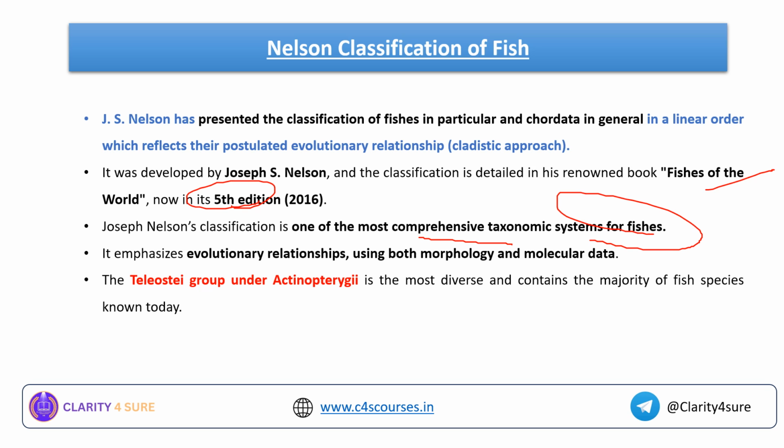And what is the specific point related to this classification? This classification emphasizes the evolutionary relationship using both morphology and molecular data. And we all want to know a specific thing related to the classification in this Nelson method. That is, there is a class called Actinopterygii, under which we have a group called Teleostei. This Teleostei group is the most diverse and contains the majority of fish species that we know today. Okay. This is in general the background of the Nelson classification of fish.